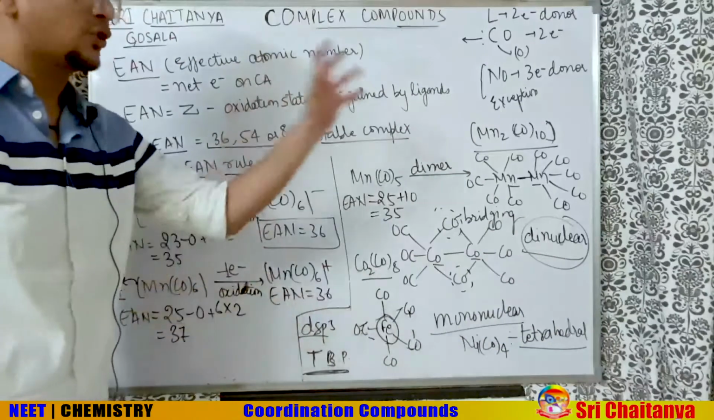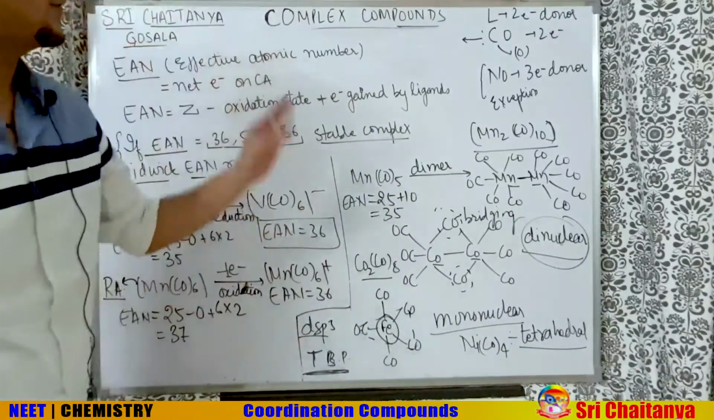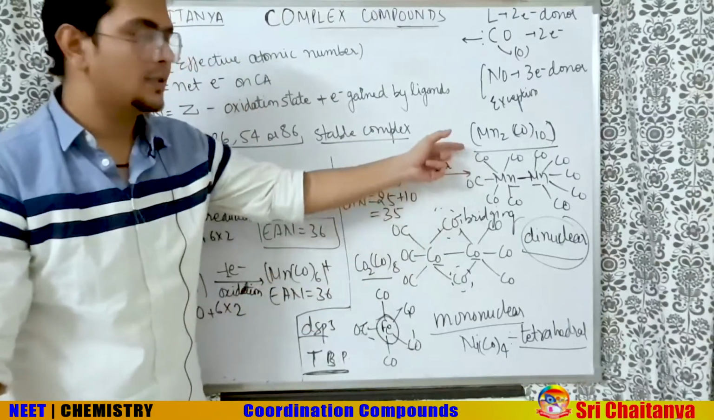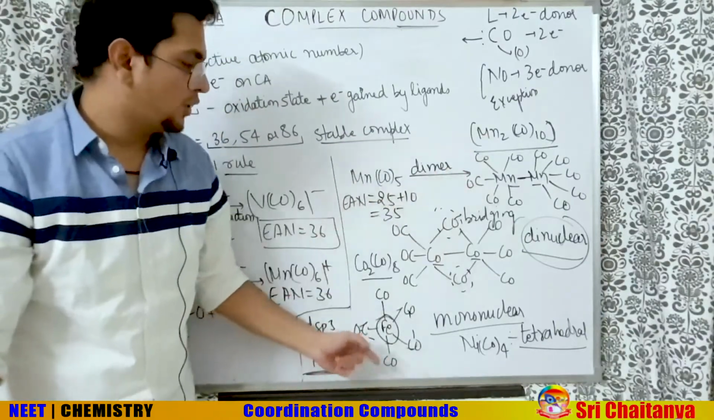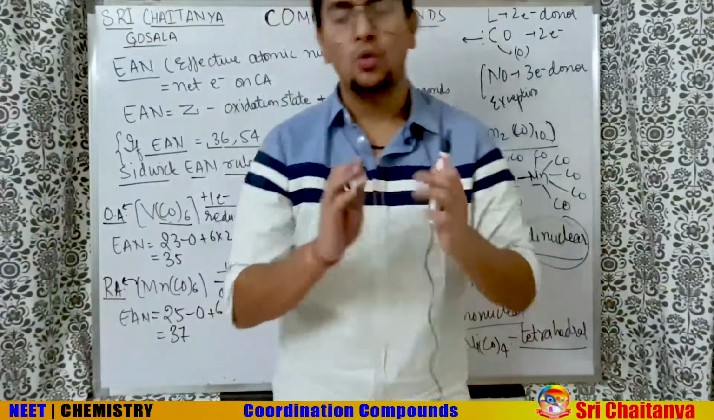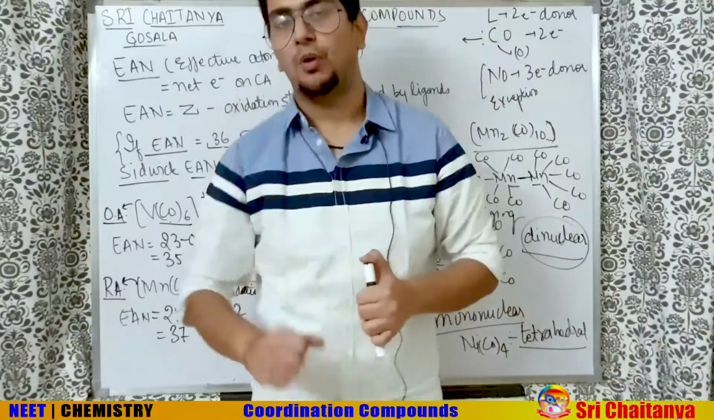These are the carbonyl structures in your course. These are the complexes of CO in your course along with the structure. So bridging CO, no bridging CO, dinuclear, mononuclear. And this was about the EAN rule. And now I will tell you about synergic bonding.